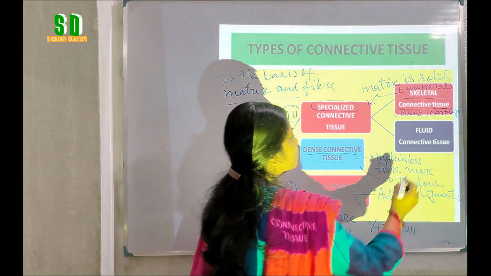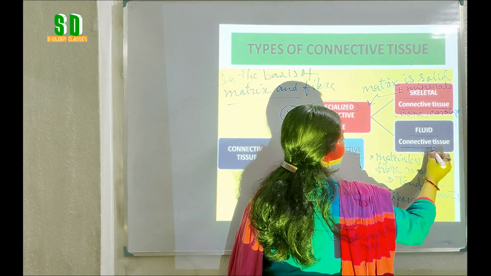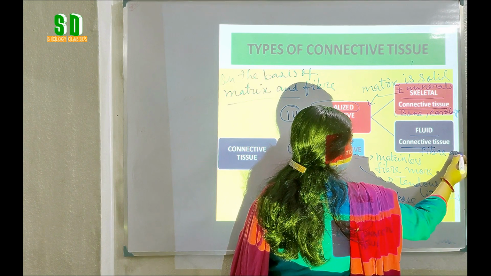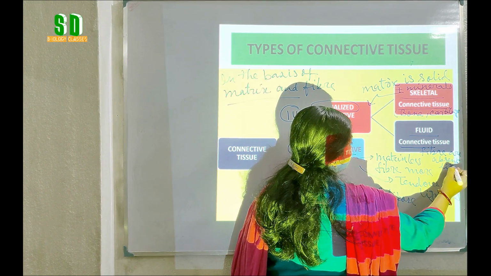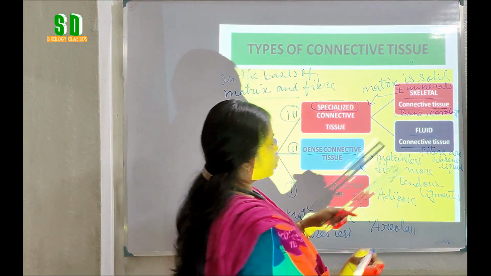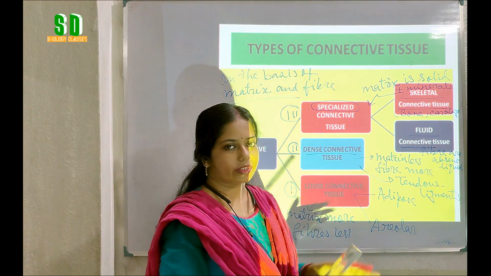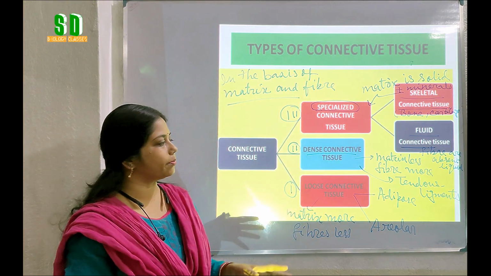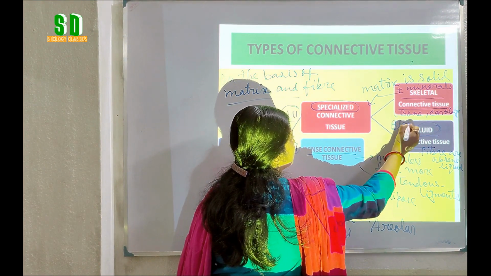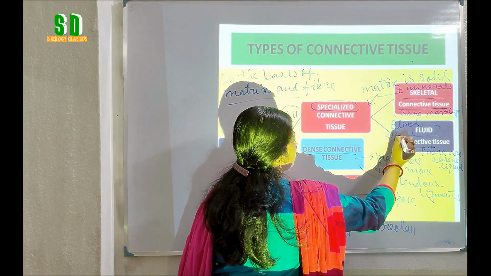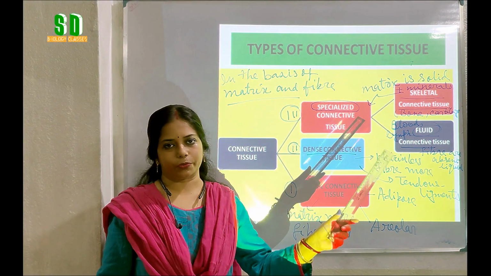Another one is fluid connective tissue. Here fibers are absent and it is liquid. So the matrix is almost liquid, fibers are absent and different blood cells are present. Examples of fluid connective tissues are blood and lymph.